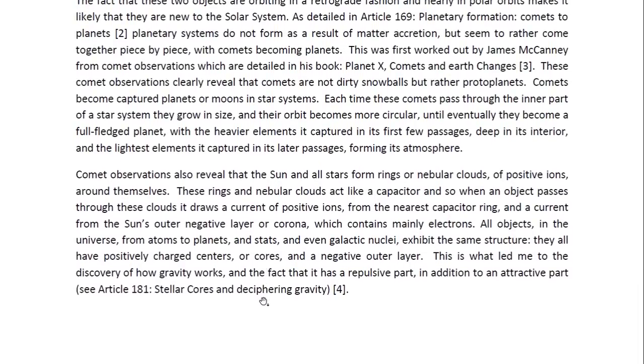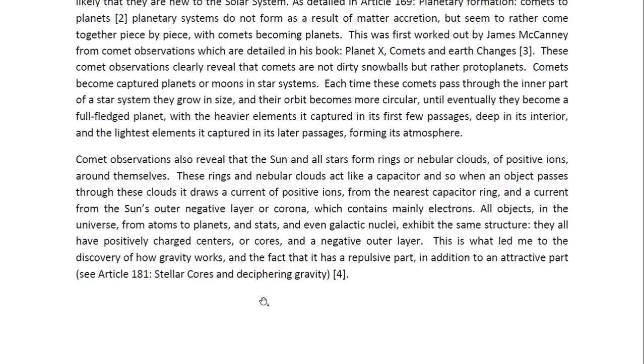Comet observations also reveal that the Sun and all stars form rings or nebular clouds of positive ions around themselves. These rings and nebular clouds act like a capacitor, and so when an object passes through these clouds, it draws a current of positive ions from the nearest capacitor ring, and a current from the Sun's outer negative layer or corona, which contains mainly electrons.